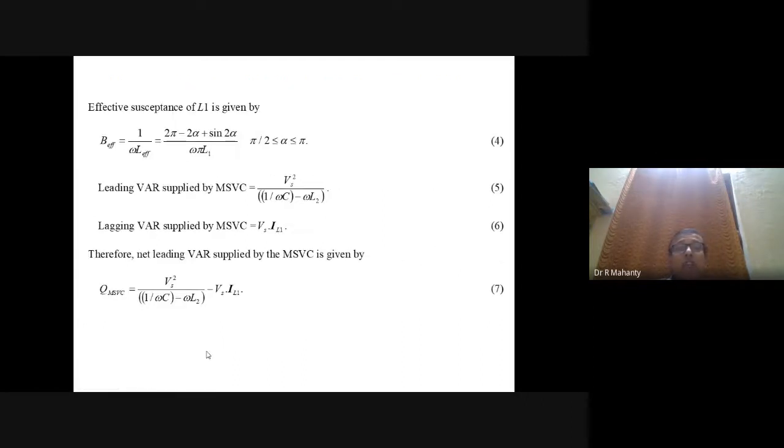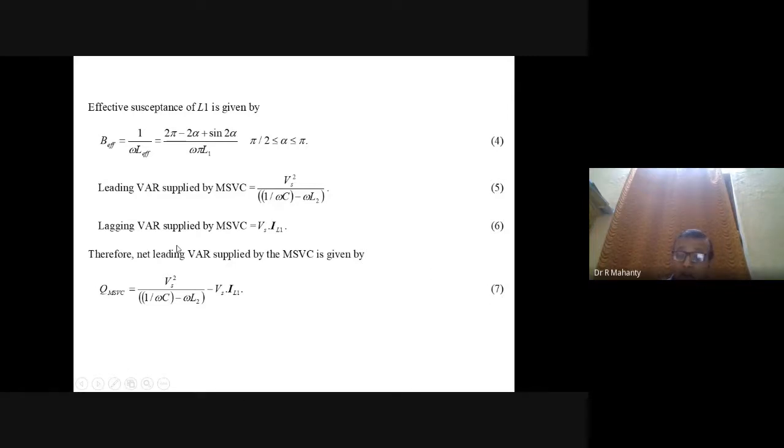Okay, so the effective susceptance of L1 is given by B effective is equal to 1 by omega L effective, and this is given by this equation. The leading VAR supplied by MSVC, that is modified static VAR compensator, is given by Vs squared by 1 by omega C minus omega L2. Lagging VAR supplied by MSVC is what? Is equal to Vs into IL1. Therefore, the net VAR supplied by MSVC is QMSVC is equal to this minus this, as given in equation 7.